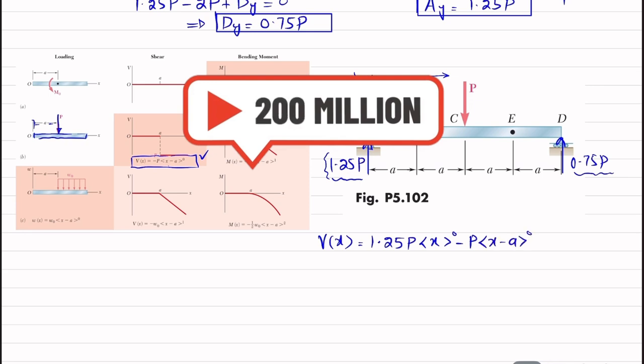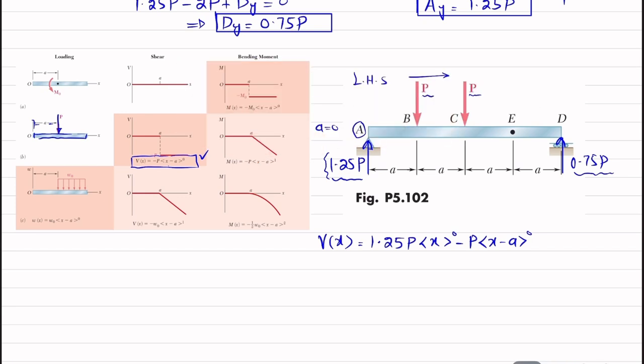Clear? And the third force is this P also again. So minus P into x minus, now here this is acting at a distance of 2a from point A. So I will write x minus 2a power 0. And the last force, which we will neglect, but I will show here that it will have no effect. So plus 0.75 times P into x minus, now it is acting at a distance of 4a.